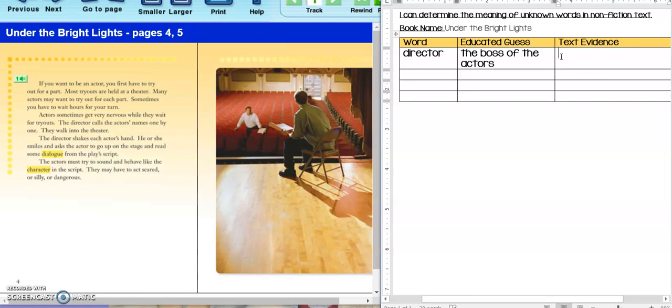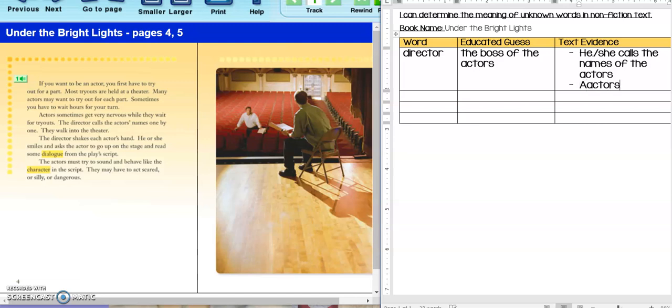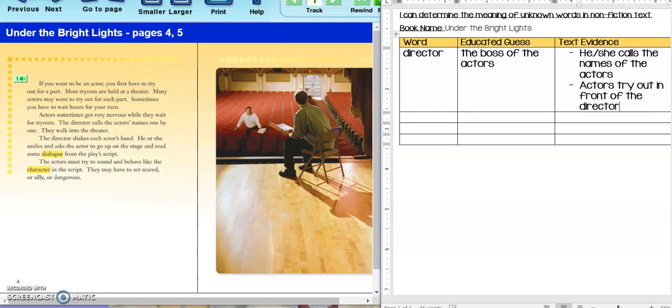And I want to say this because over here it says the director calls the names and they walk in one by one. So he or she calls the names of the actors. And I'm also going to write that they try out in front of the directors.